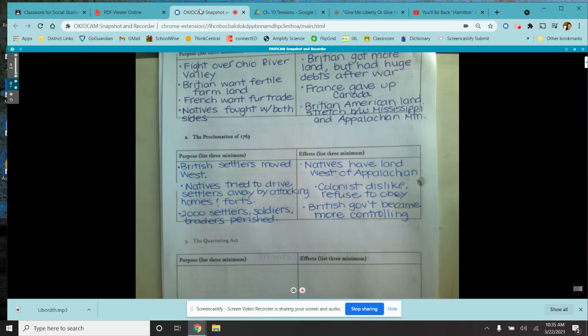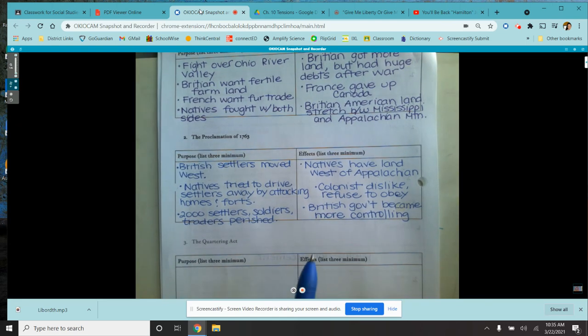So what is our purpose? The purpose was the British settlers moved west in the new land that opened up after the French and Indian War. Natives tried to drive settlers away by attacking their homes and forts. So they're attacking British forts and soldiers, so Britain has to intervene. And many settlers and soldiers perished. So what was the outcome? The outcome was that the British told the natives that they could have the land west of the Appalachian Mountains. Colonists disliked and refused to obey this because they thought that the British government was starting to become too controlling.